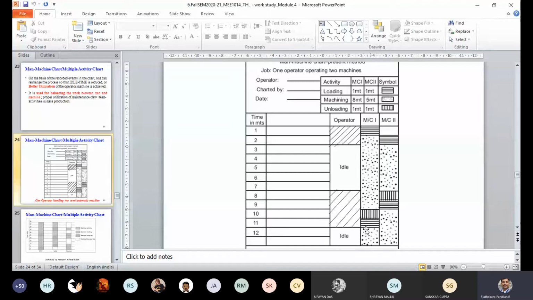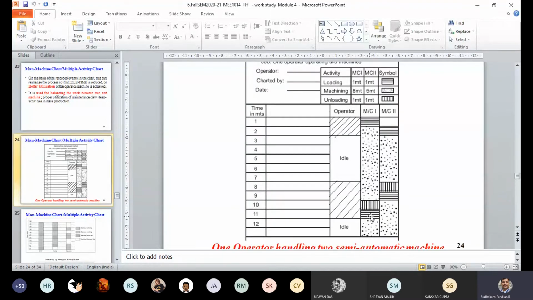So loading, a horizontal line. Then machine 1 has started, so dotted. So after the 13th minute, maybe he would have completed, which is not given here. By the time, when the machine is running, the operator is simply idle.